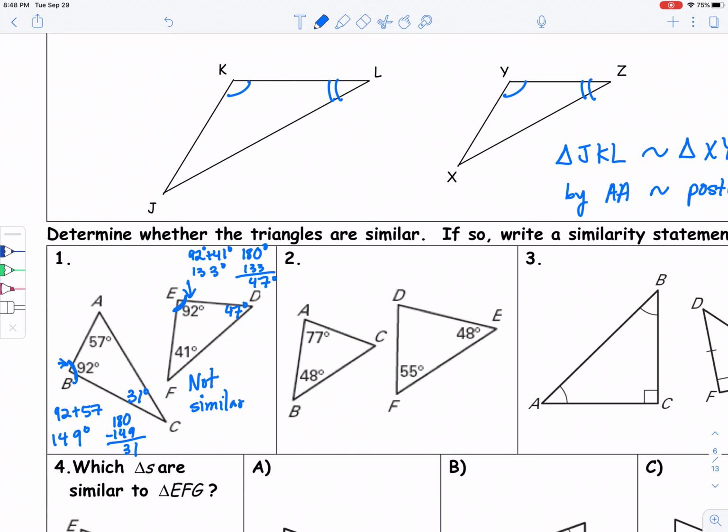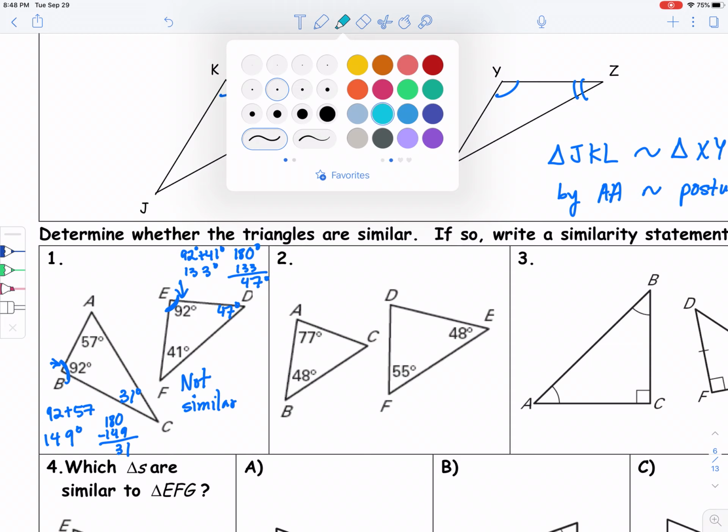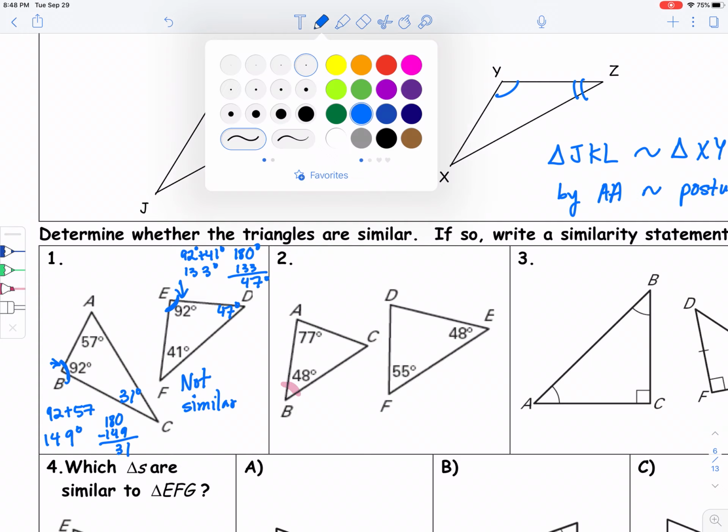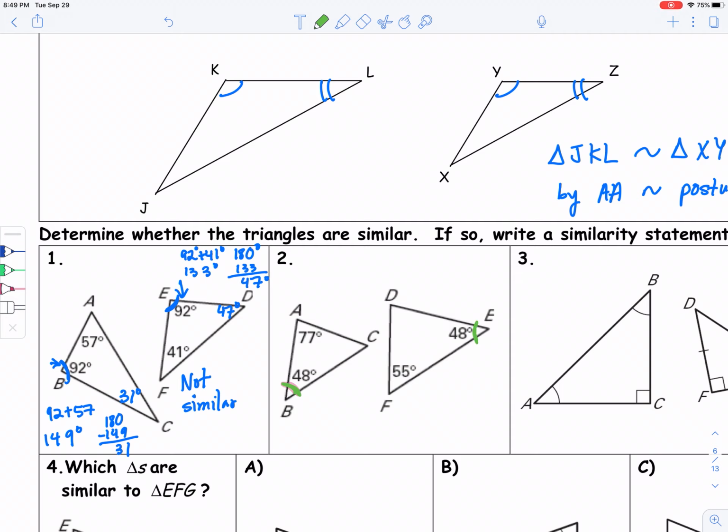Let's go into one more example here. For question number 2, we can see that we already have one pair of angles that are congruent. Angle B and angle E are congruent. Let's check the other angles. So 48 plus 77 gives us 125. 180 minus 125 equals 55. Right. So here we can see that two pairs of angles are congruent. Angle C and angle F are also congruent to each other. If we were to check angle D, it should equal 77.